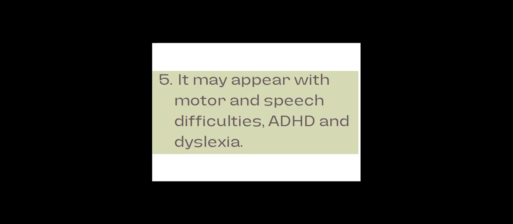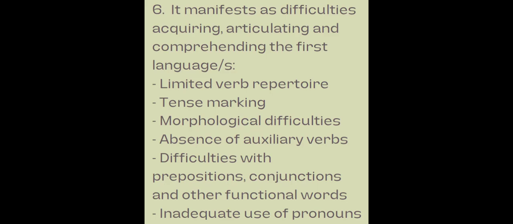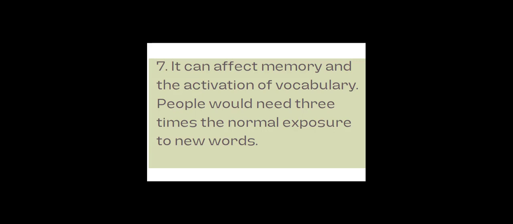DLD can co-occur with motor difficulties, speech difficulties, ADHD and dyslexia, but neither one causes the other. Children with DLD can have difficulty remembering or finding words that they've already learnt. So they have the vocabulary, but they have difficulty accessing the words when put on the spot. DLD can have an impact on reading and learning to read, and children with DLD can need up to 3 times more exposure to new words than typically developing children in order to comprehend and produce them.